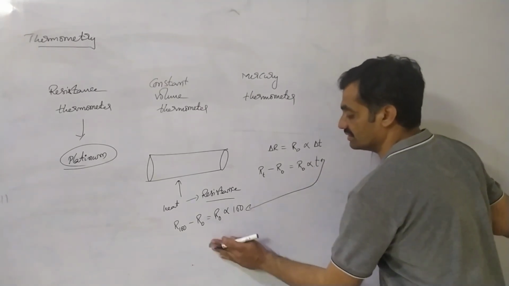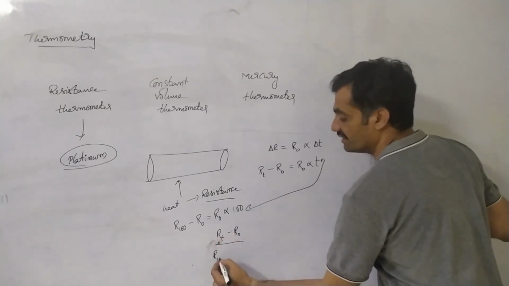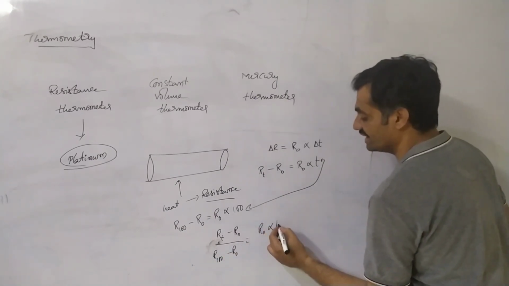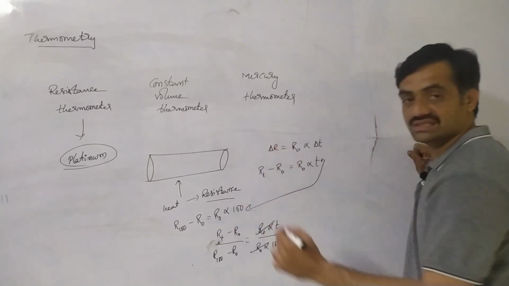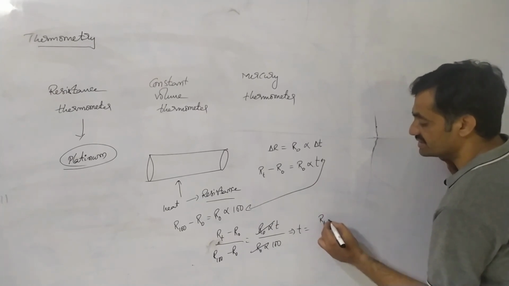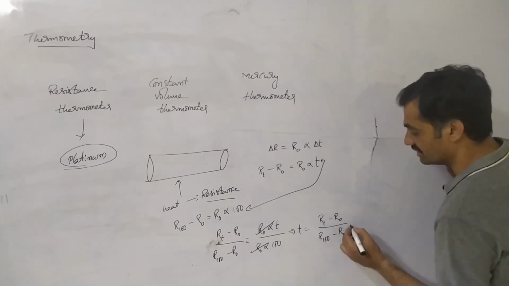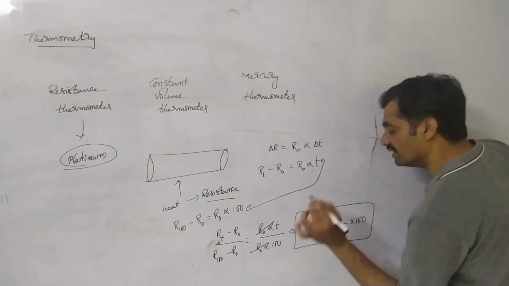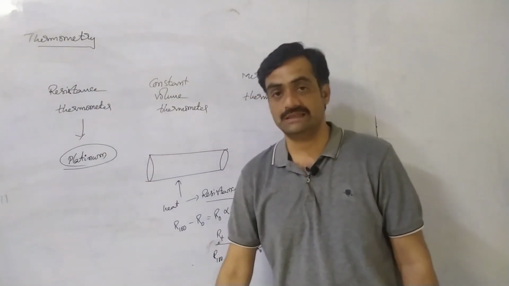Observe that R suffix T minus R naught by R of 100 minus R naught equals R naught alpha T by R naught alpha into 100. Observe that R naught alpha gets cancelled. From this, T equals R suffix T minus R naught by R of 100 minus R naught into 100. So this is the expression given for representing the temperature based on the platinum resistance thermometer.